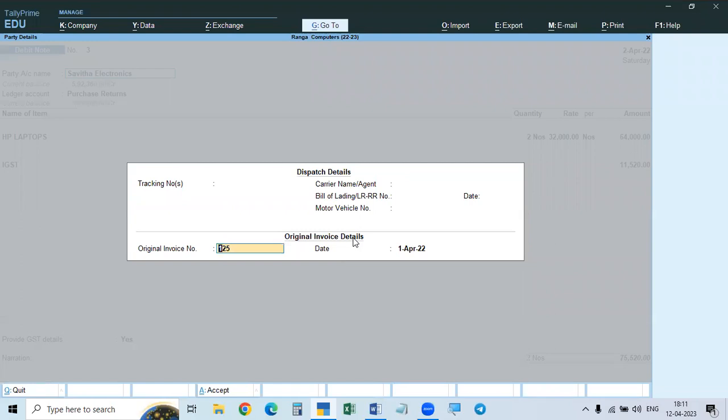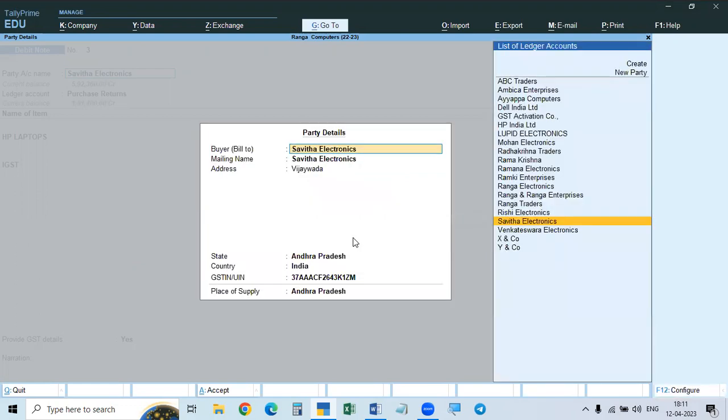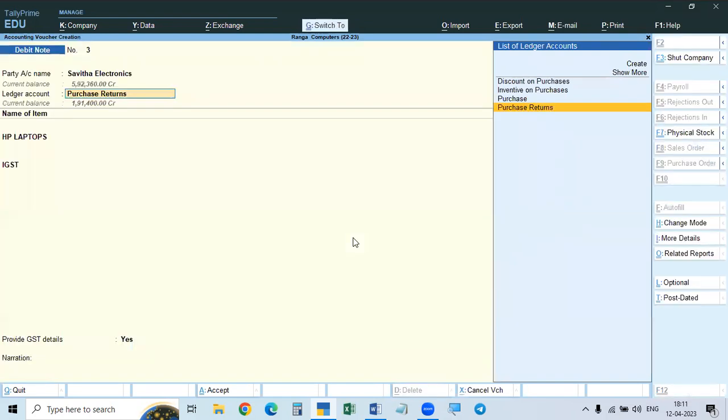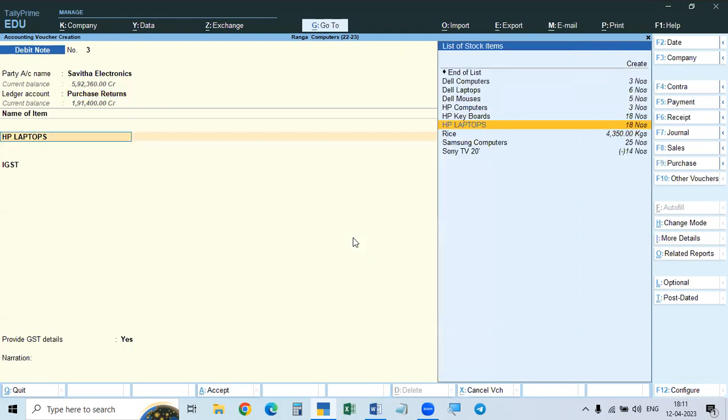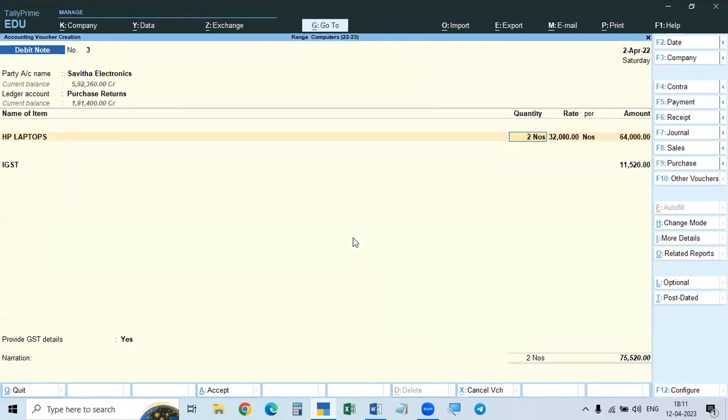That original invoice number is 125, and then you have to give its date, and then the party details and name details will come, and then Control A, and then our ledger account. When you are purchasing, we give the purchase account. When you are returning, we have to give purchase returns. So purchase returns, and what is the item? That is the stock item we returned, HP laptop. How many quantity? Two numbers. The rate is the same, 32,000, and the total is 64,000.